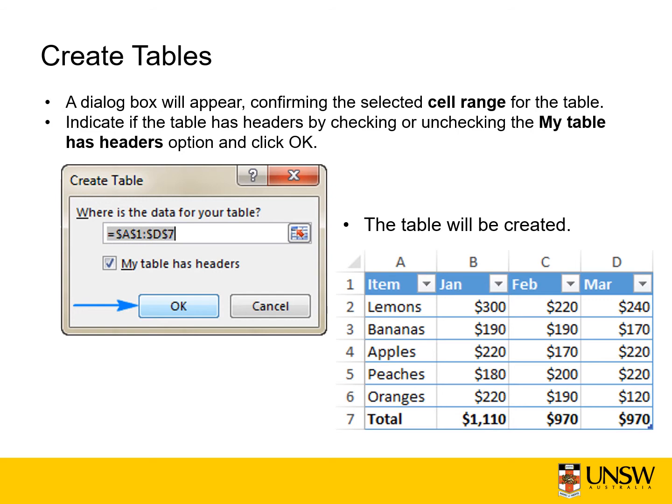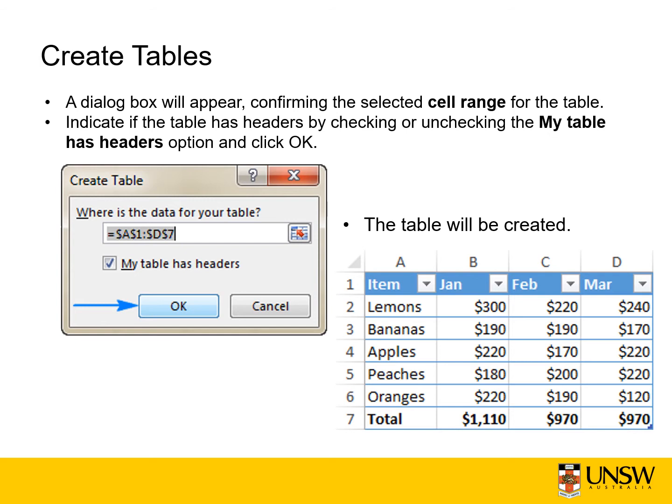Whatever method you choose, Excel automatically selects the entire block of cells and shows the Create Table dialog box. In this dialog box, you should verify if the selected range is correct. Also, if your table has a header, check the box next to My Table Has Headers, then click OK. Your table will be created.